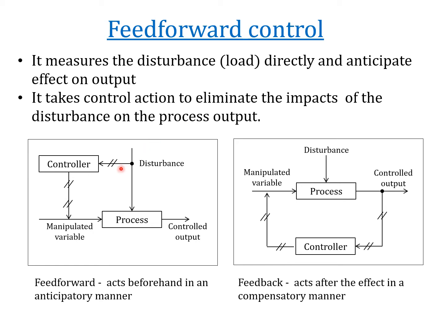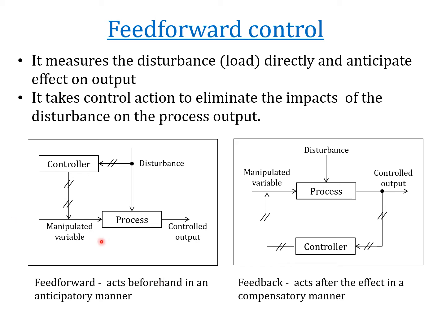So it measures the disturbance, goes to the controller, and comes out with a manipulated variable that is taking care of the disturbance, basically rejecting the disturbance before it affects the control output. Okay, so feedforward acts beforehand in an anticipatory manner.